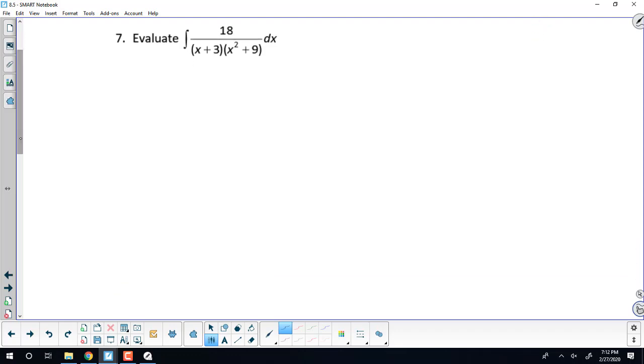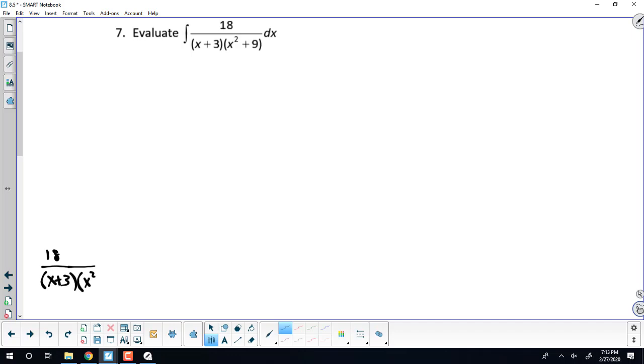All right, this one was on the previous page. We set it up, but we didn't integrate it. So we'll go ahead and do this problem here. 18 over. All right, so we're going to say that that's equal to our linear x plus 3, A over x plus 3, and our irreducible quadratic.